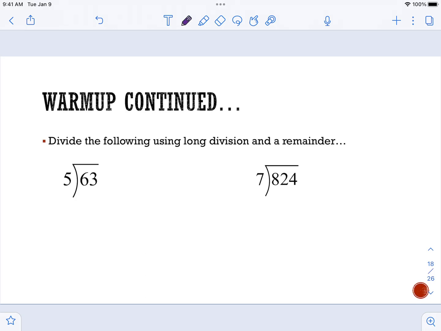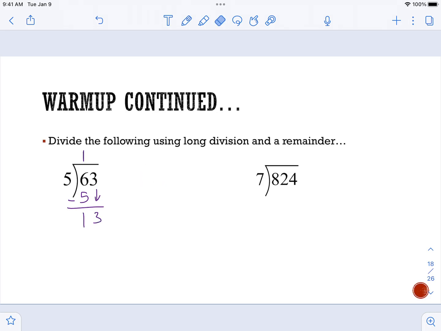All right, so the first thing that I'm going to do with the 63 divided by 5 is I'm not going to look at how many times 5 goes into 63. I'm going to look at how many times 5 goes into 6, right? So 5 goes into 6 once. That means I put a 1 on top. And then I take that 1 and I do 1 times 5, which is 5. I write that under the 6 and I subtract it. 6 minus 5 is 1, and then I take the next number and I bring it down like that.